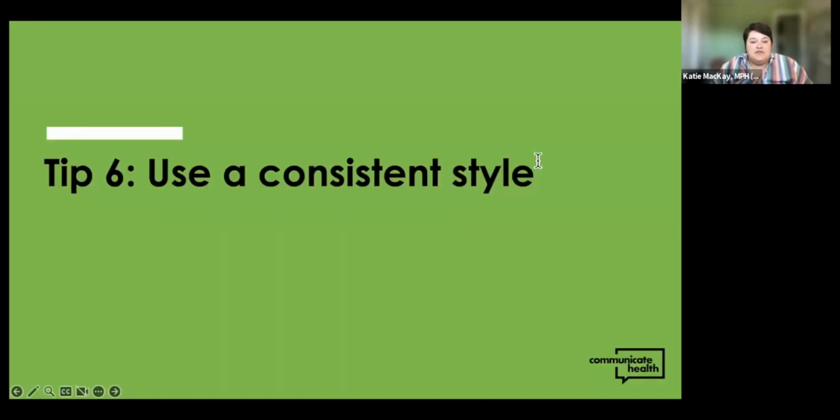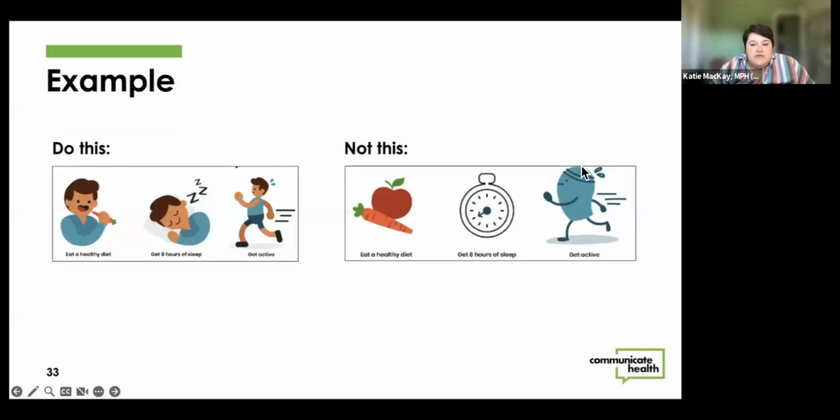Our next tip is to use a consistent style. And this really helps audiences make connections and is a health literacy best practice. It also adds to visual appeal and is just easier for folks to read and digest. So if you go to the example, Janelle, you can see here you have a consistent style. You're using a person versus something that has a different style across.